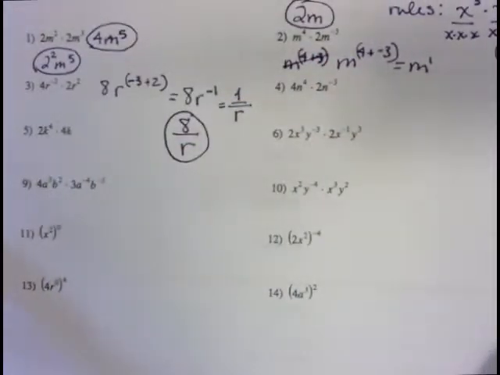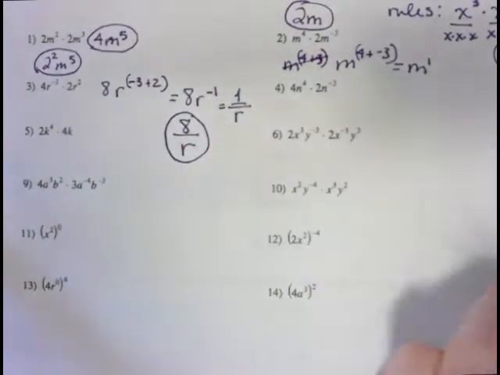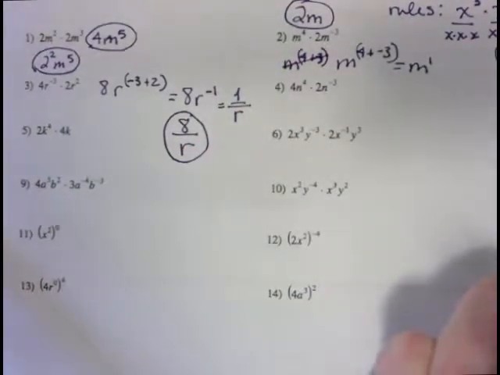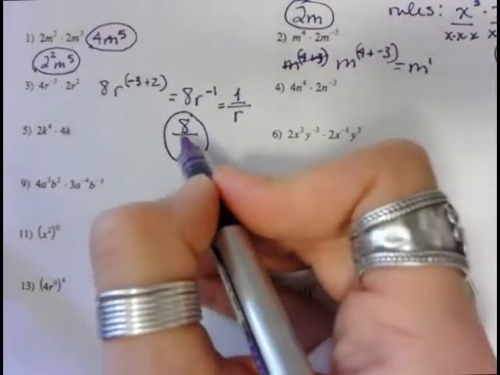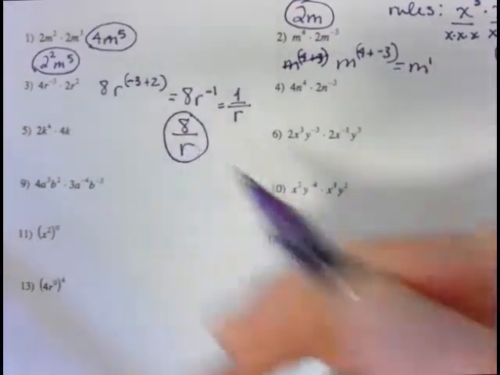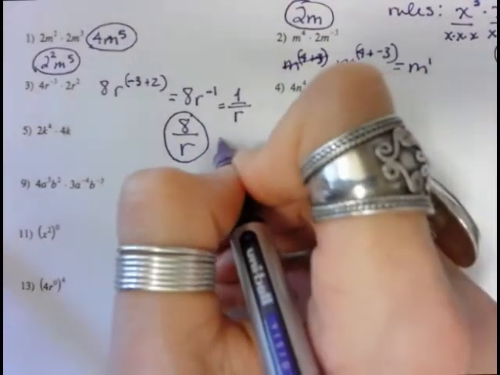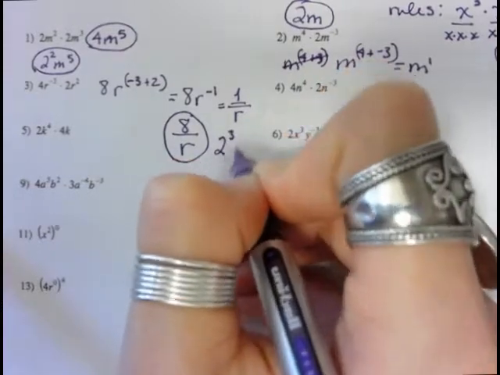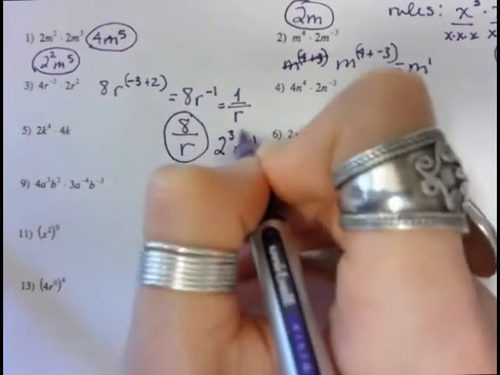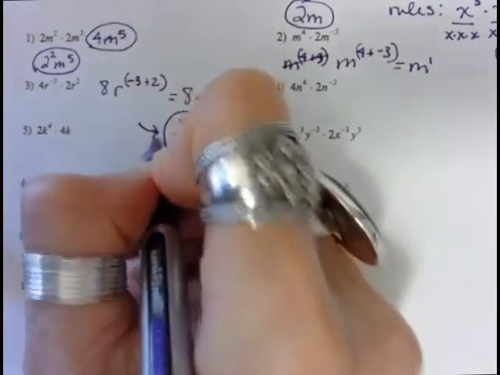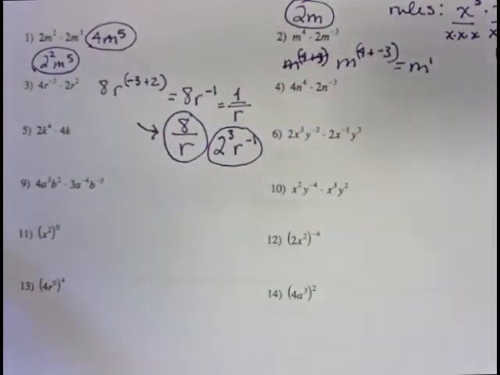Okay? I can write this in exponential form by keeping it to the negative, okay? Or I can change 8 to 2 cubed, so I can also write this as 2 to the third power r to the negative 1. I can write this a bunch of different ways, but for all intents and purposes, that one is the answer for this worksheet.